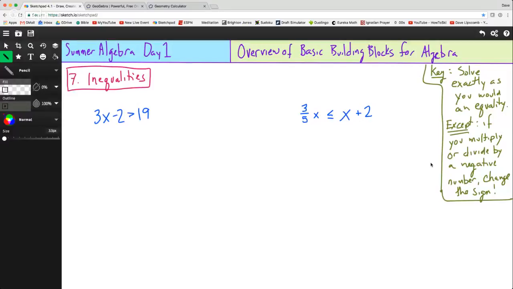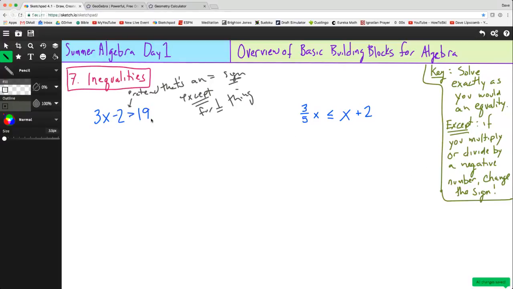All right, moving along. Okay, inequalities. Now the whole key to inequalities is you solve them exactly as you would an equation. You do the exact same thing. Just pretend that's an equal sign, and then just solve it. Except for one thing.